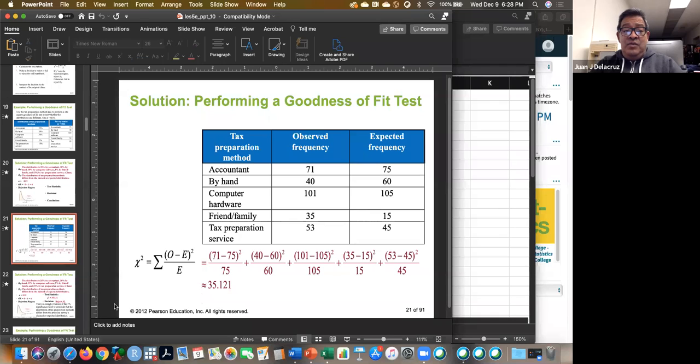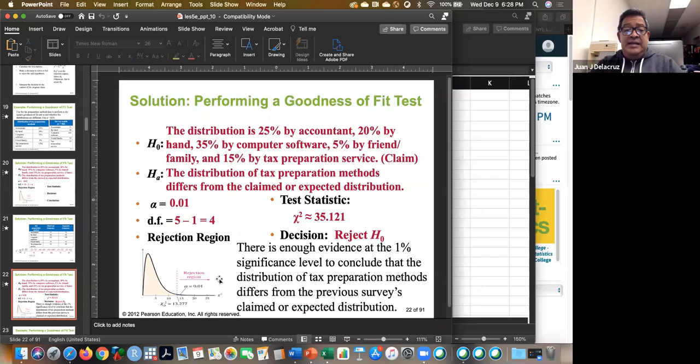Once again, we obtain the chi-square test statistic and compare it with the critical value. So we reject H naught at the 1% significance. We conclude that the distribution of tax methods differs from the previous survey's claim, or expected distribution. So we are rejecting H naught.